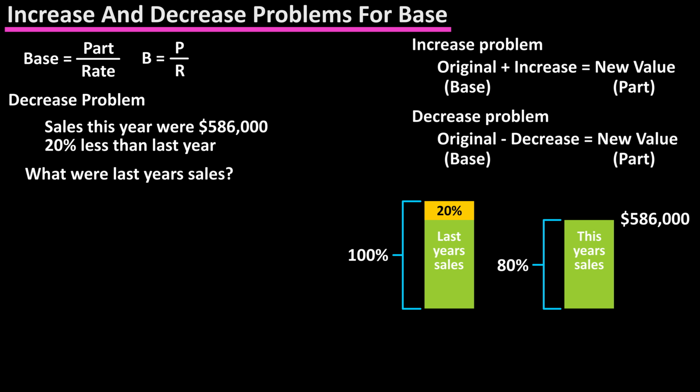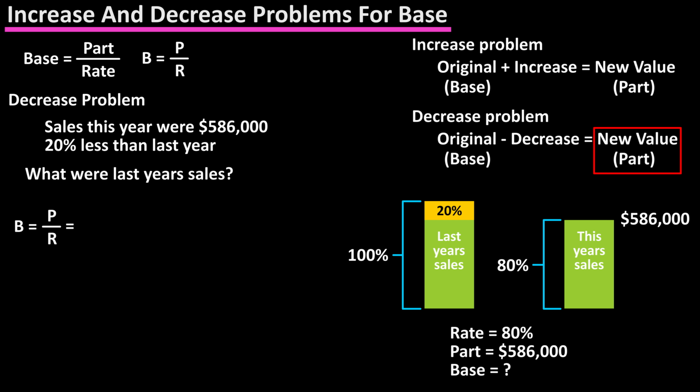The formula for decrease is the original minus the decrease equals the new value, with the original being the base and the new value being the part. So the new value, or in this case sales, of $586,000 is the part. And from our little graph, we know the rate is 80%. Now we can solve for the base, or in this case last year's sales. Base equals part divided by rate. So we have $586,000 divided by 80%.